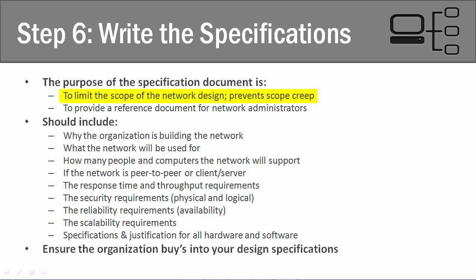The first one is that we need to clearly define the scope of the network design itself. So when you have people come in and build out the network, it prevents any sort of scope creep. With the specifications, we know exactly what the network needs to do and what it shouldn't do, and we need to use that to keep us within the specific constraints that we have.